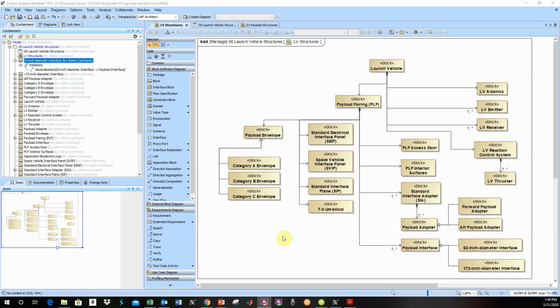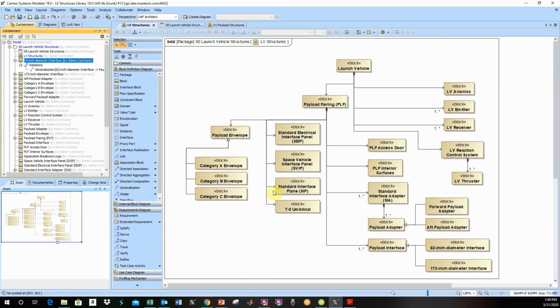I've just been doing some thinking about that, and what you're looking at here, hopefully you can see, is a block definition diagram of the library file. It's a used project called Launch Enterprise Structures Library, and this library contains the blocks that I've identified as actually being linked to the physical system.